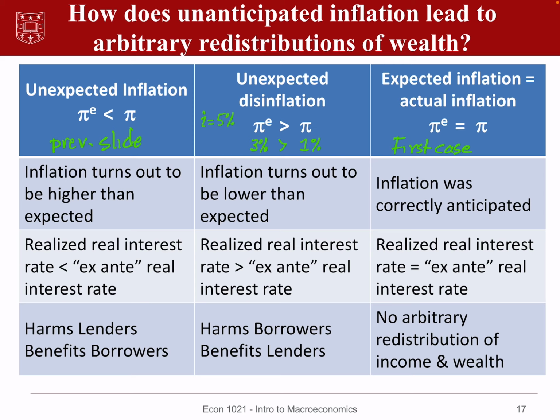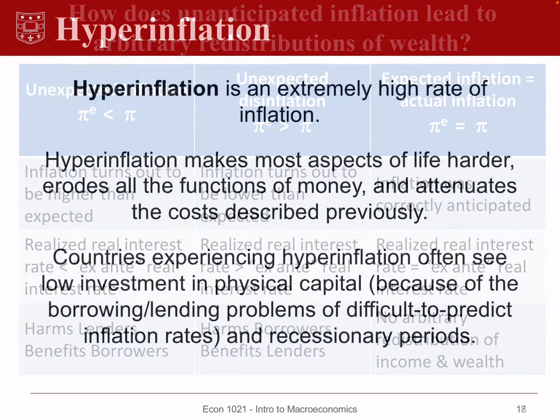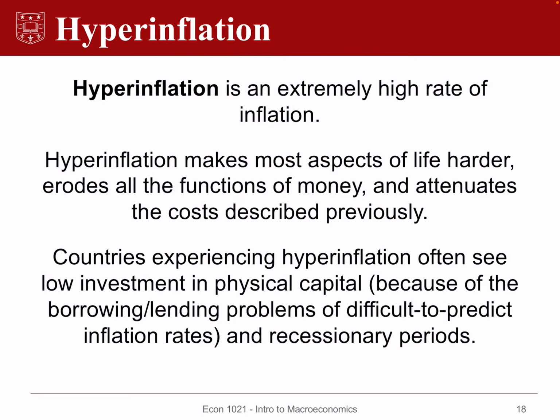So our overall conclusion here is that when inflation is different from what was anticipated, that can lead to an arbitrary redistribution of income and wealth that affects borrowers and lenders in ways that they didn't anticipate. So we would think about that in this case as being a misallocation of resources. If we could have correctly anticipated inflation, we would have allocated our resources differently. And as a result of this, we think about inflation as being particularly problematic when it's difficult to anticipate. And all of these costs just become worse when we have hyperinflation.